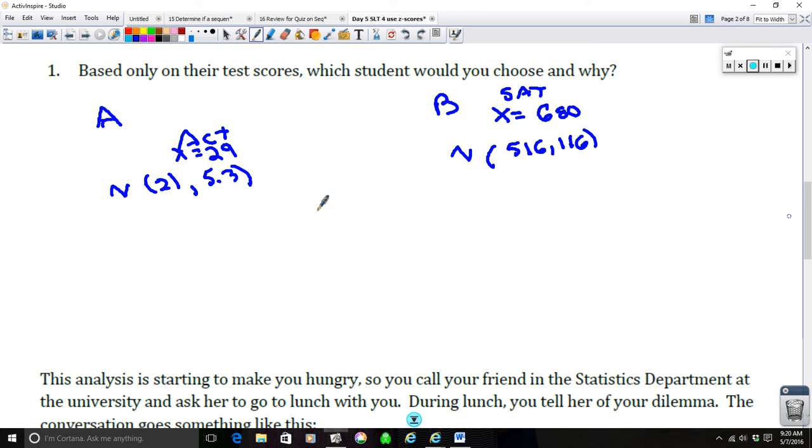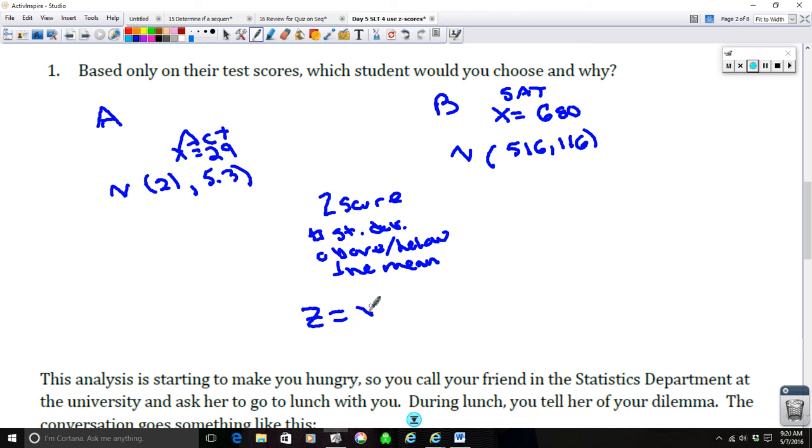So the way I teach this is by calculating a z-score. A z-score tells you the number of standard deviations that you scored above or below the mean. So if you did better than someone else, that means you have a higher z-score. The calculation for z-score: z equals x minus the population mean, that's the symbol for population mean, over the population standard deviation.